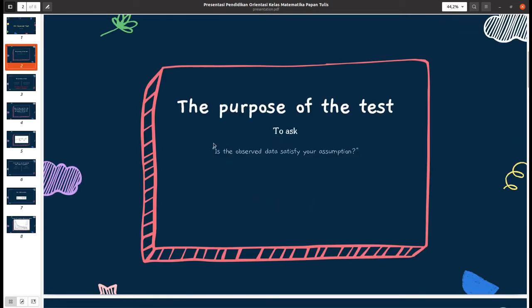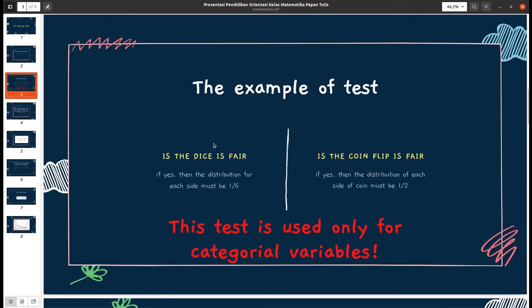So the first thing that you want to ask before using this test is, what is the use of this test? It's like asking, does your observed data satisfy your assumption? A simple example for the use of this test is to ask, is your dice fair, or is your coin flip fair?